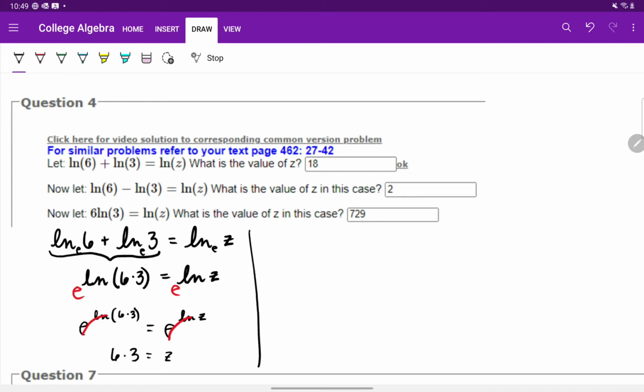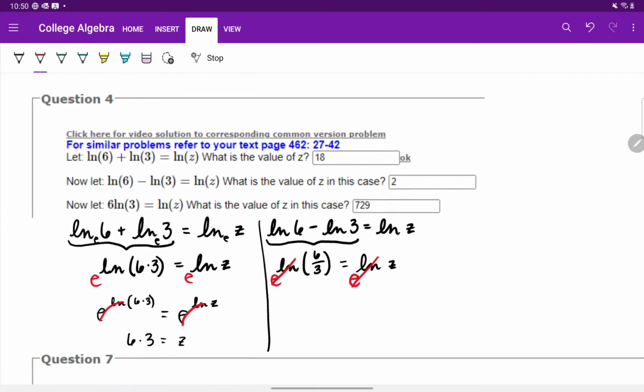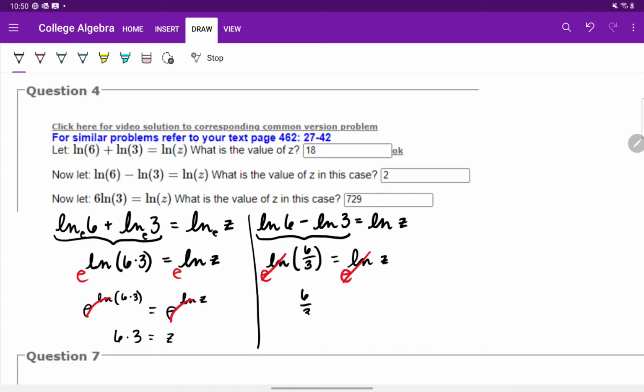All right, so that was our multiplication property in practice. Now let's look at the next example. We start with natural log of 6 minus natural log of 3, and that's equal to natural log of z. And we want to know what z is equal to. So very similarly, we want to combine these two logs into one, and this time we're going to have to use our division rule. So since these two things are being subtracted, when we combine them together, we end up with natural log of 6 divided by 3 equal to the natural log of z. And we cancel the natural logs out the same way here. We take e to both sides. E and natural log cancel each other out, so you end up with 6/3 equals z, which simplifies to z equals 2.